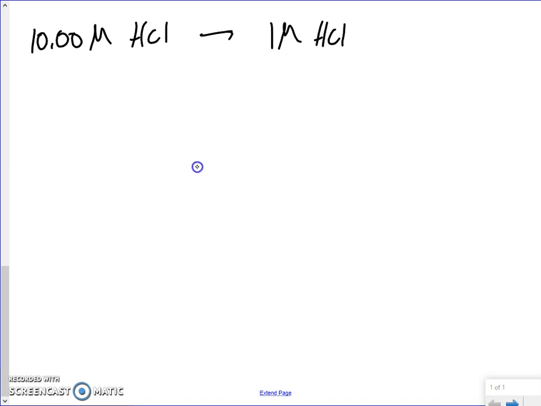And dilution, if that word sounds familiar to you, is basically making it less concentrated. Well, how do we make it less concentrated? We add water. Okay, now how much water do we add? That depends on how much we're using of this and how much we want to make of this. And we have a magical little equation that allows us to be able to do that calculation.